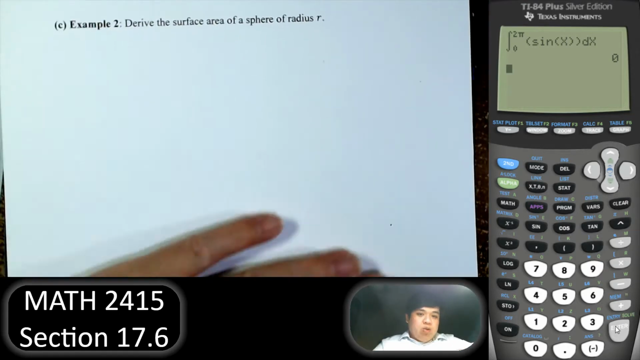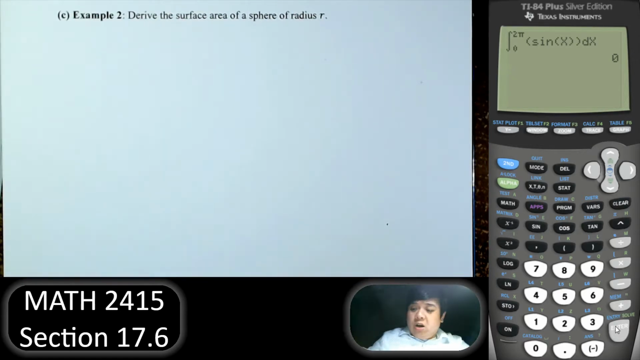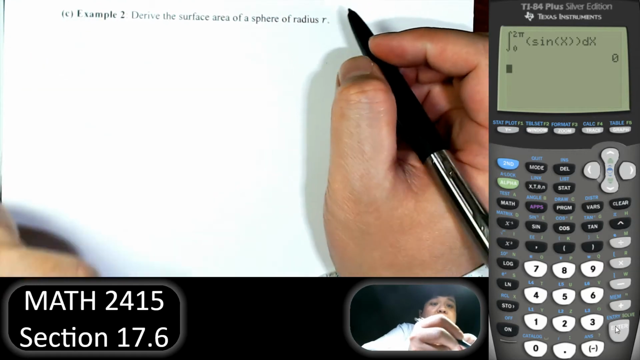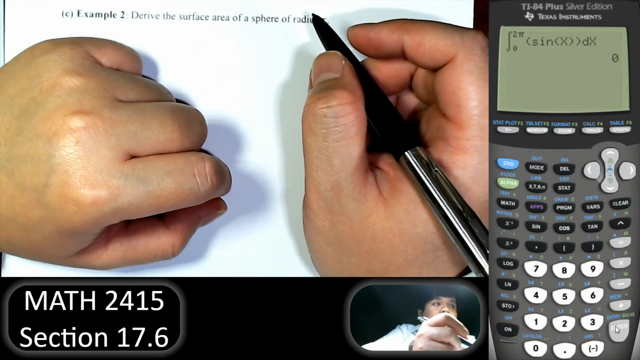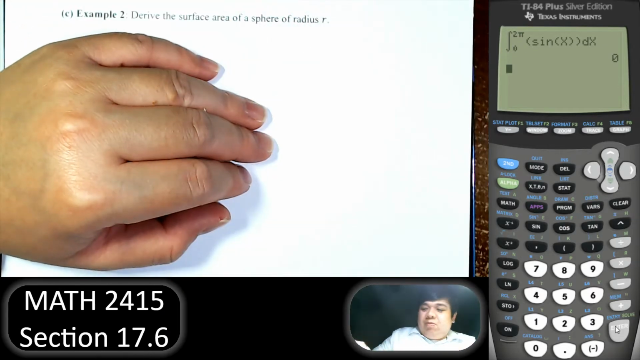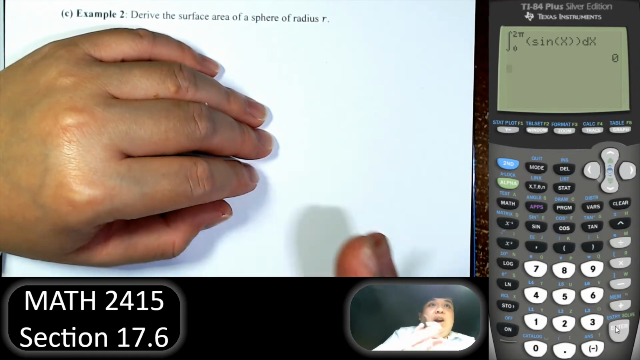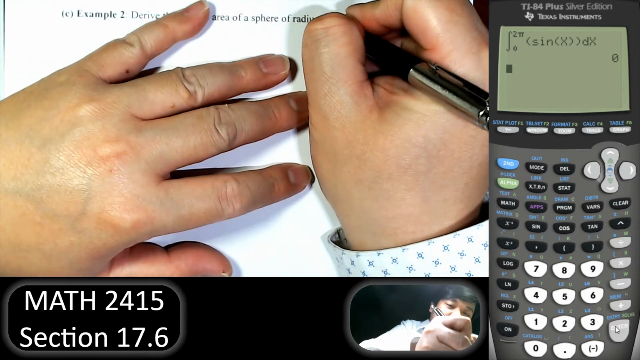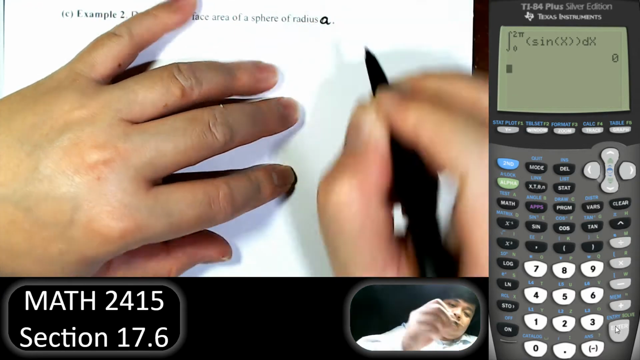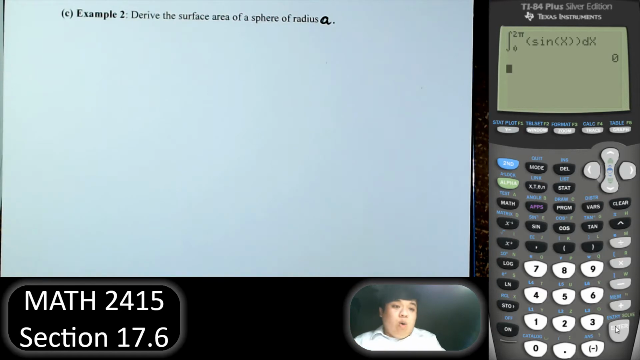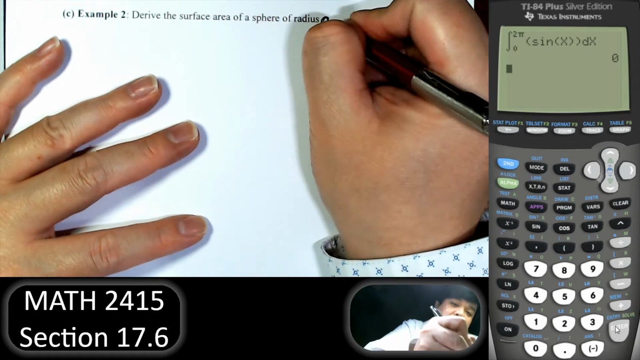And the next one, that's why we have the whole page. Derive the surface area of the sphere of radius r. By the way, we don't want to mess with r because the parameter is r, and r is also the radius. So let's say of radius a. Then we don't have to worry about the repeat of the letter, and a here is a constant.